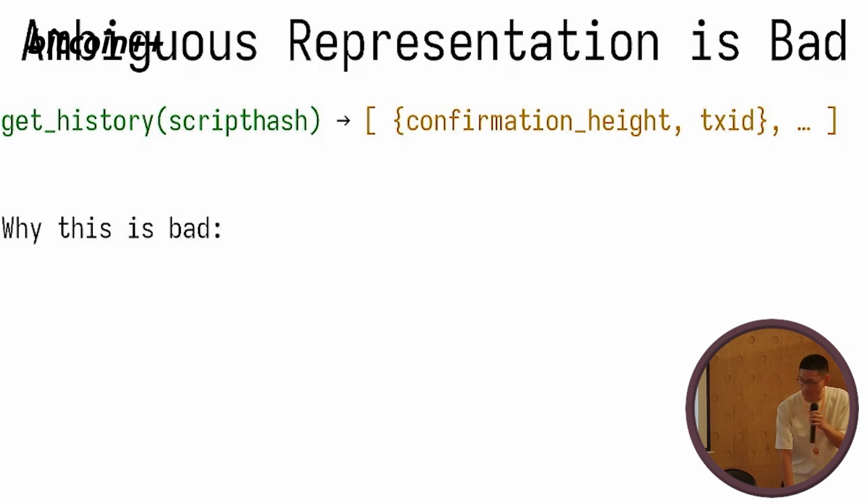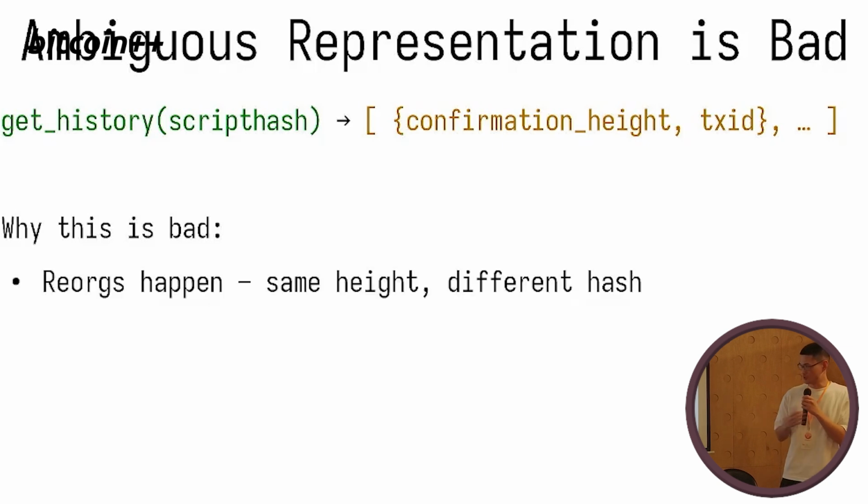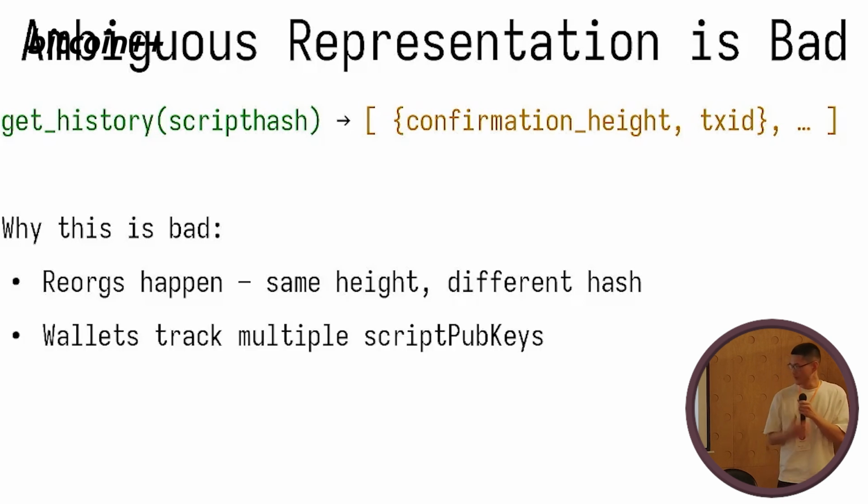So why is this bad? Because reorgs have the same height but different hashes. And wallets track multiple script pubkeys. And many wallets use this endpoint. So you'll request script pubkeys one by one.